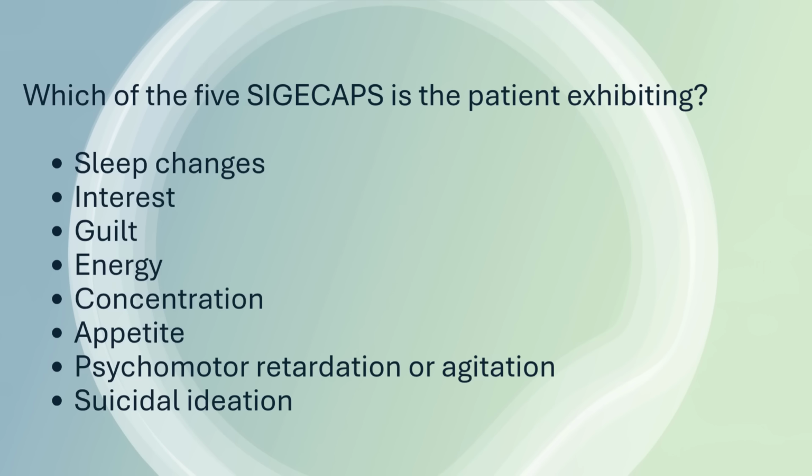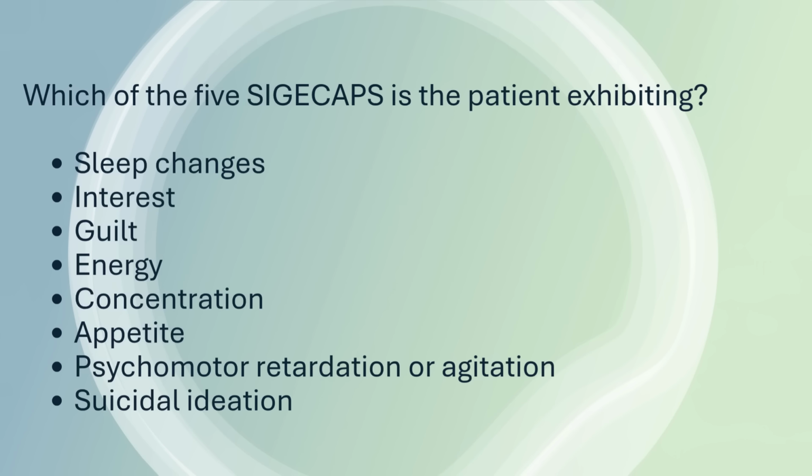That's the G. The E is for energy, like decrease in energy or increase in energy. The C is for concentration. The A is for appetite. The P is for psychomotor retardation or agitation. And the S is for suicidal ideation. I would highly recommend you use SIGECAPS. To this day, I still use that. I'll make a little note on my notepad just so I can make sure that I have covered each one of those symptoms when I am doing an assessment, because as you're going to see, these are the keys in diagnosing major depressive disorder. Which one of these are present and which one of these are not present?